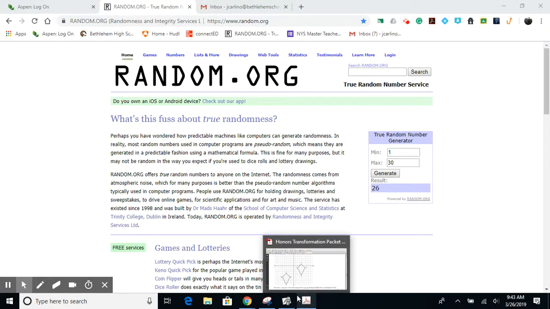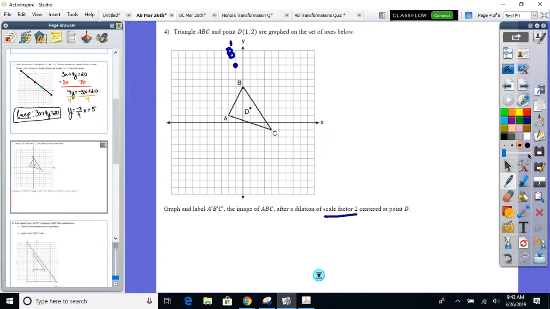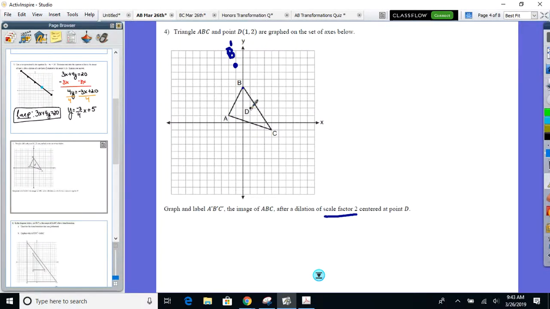Number 26. You got it, stud. Point A. You tell me where to go from A to D, or D to A, excuse me. 1 down and 1, 2, 3. And then I'm going to go 1 down, 1, 2, 3. Good. It should not be on the other side of D. All right, it should not be on the other side of D.